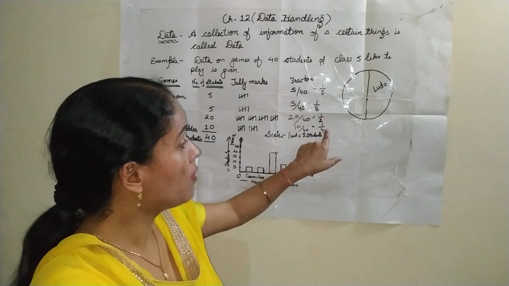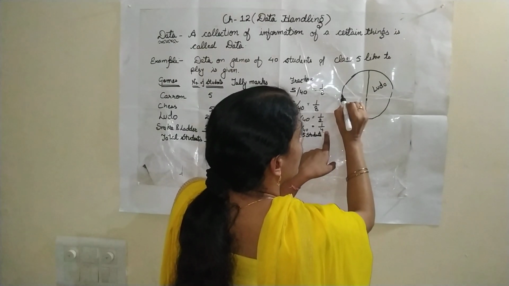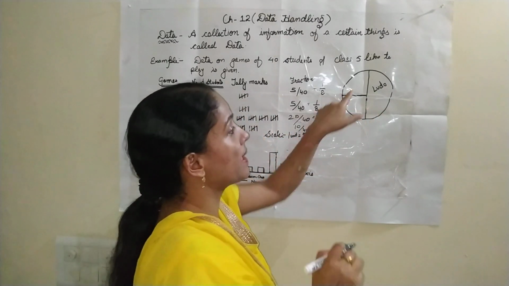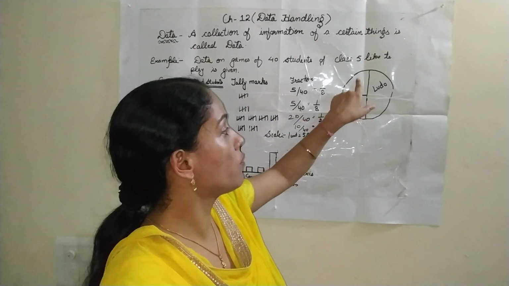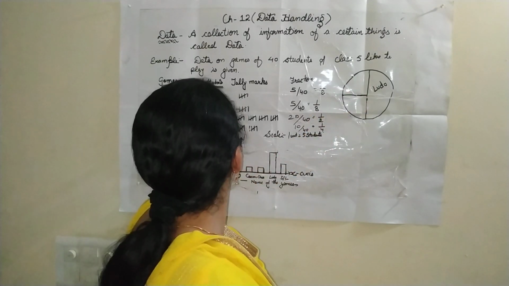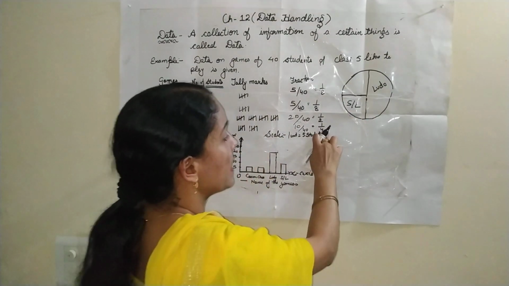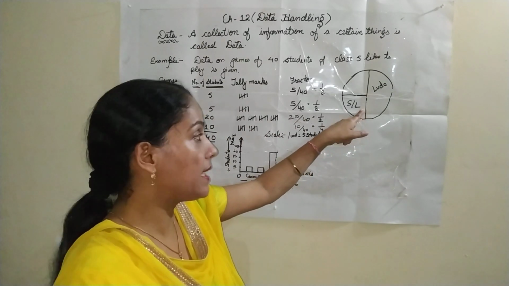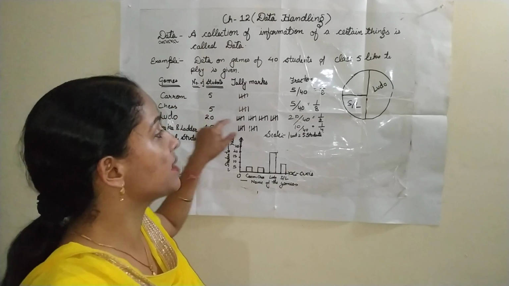After that, 1 by 4. When I cut this half circle again from the middle, we get 1 by 4. Both are 1 by 4. So first of all, you have to write the part that is of snake and ladder. For snake and ladder, we are getting 1 by 4, that's why we are writing snake and ladder here.